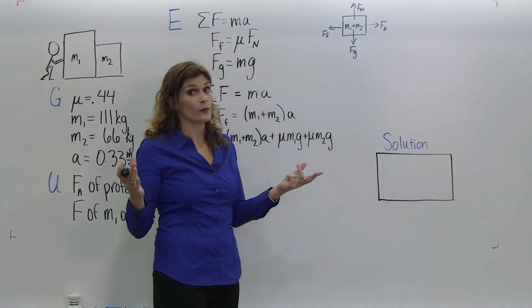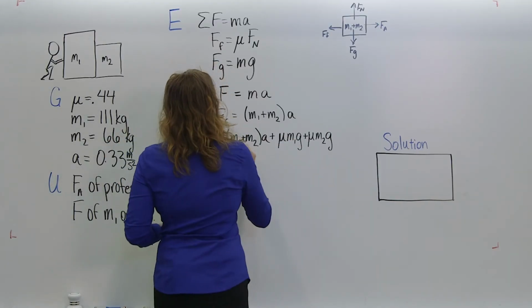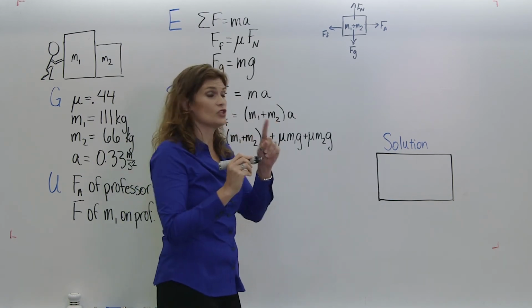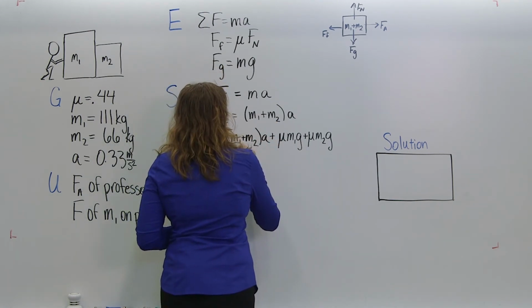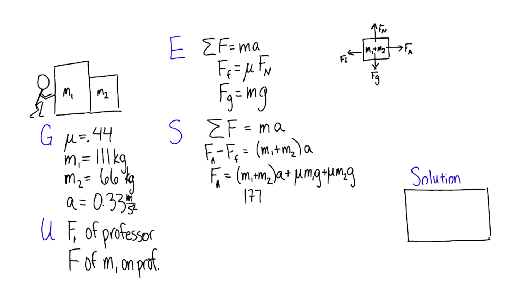Okay, now I feel like we can put in numbers. Hope you do too. We get m1 plus m2, which you actually see in two places, is 177 times our acceleration, which is 0.33, plus mu, which is 0.44. I'm going to go ahead and put those two together. 177 times, we'll use 10 meters per second squared for g.